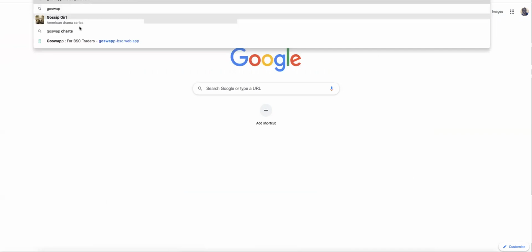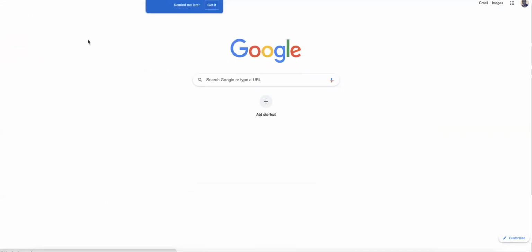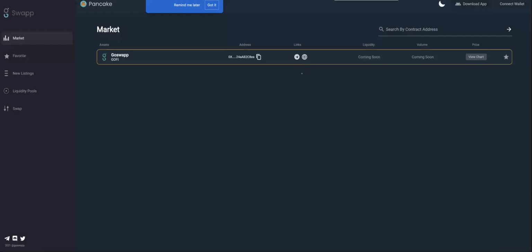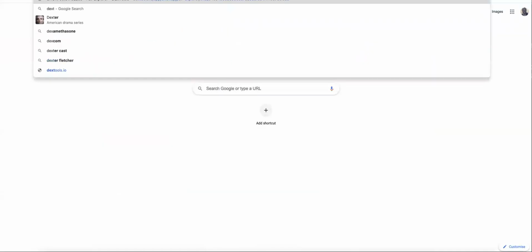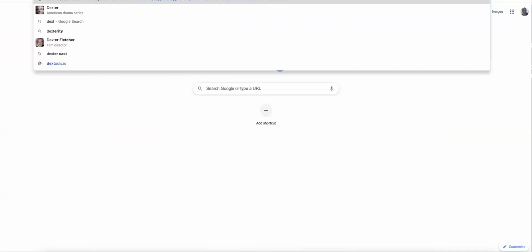GoSwap, okay? You go to GoSwap. No, sorry, that will be for Binance Smartchain coins. Now for Uniswap coins, you go to dextools.io. Okay, you come to dextools.io.